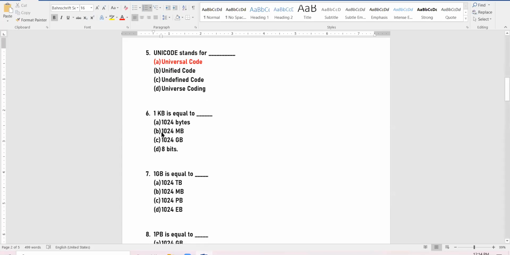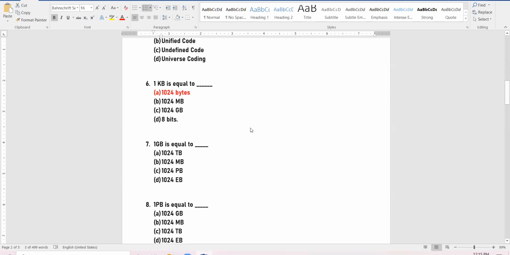1 kilobyte is equal to dash. Yes, Gia and Janvi, unmute yourself. 1024 bytes. A option, you want to go with A option? Gia, Janvi, you are with A option? Yes, sir. Yes, correct. 1024 bytes. Very correct.